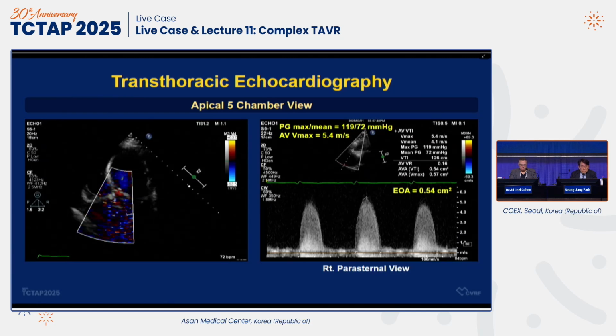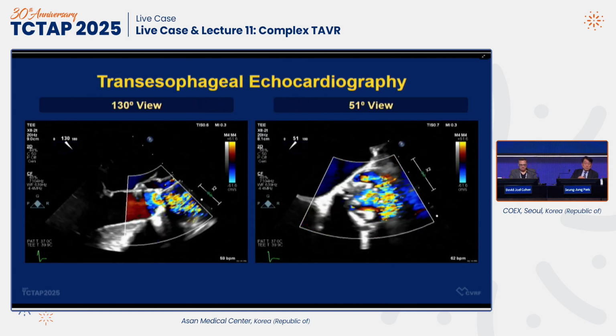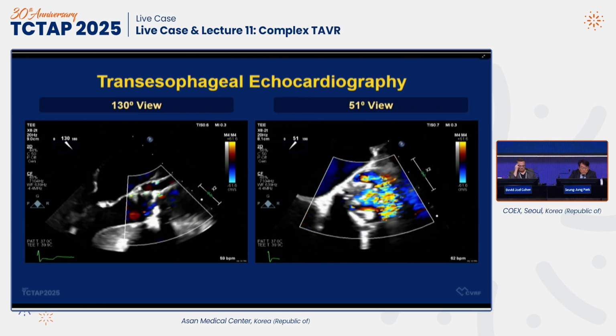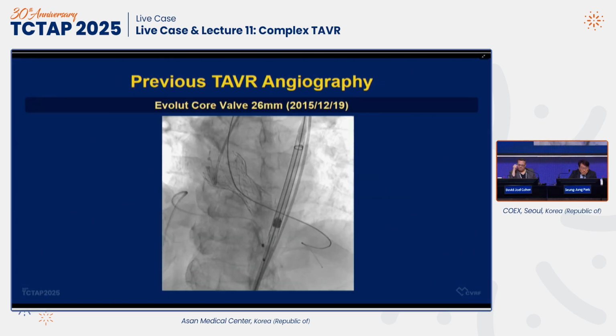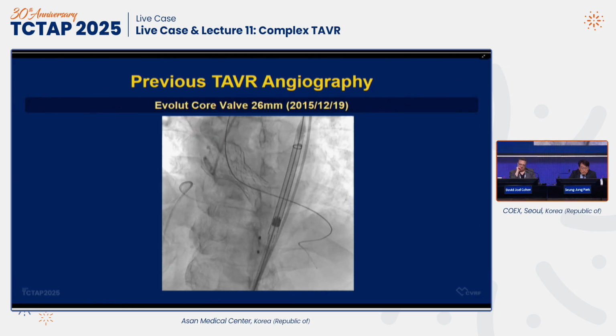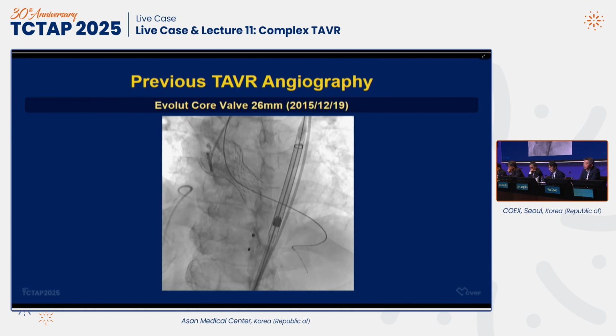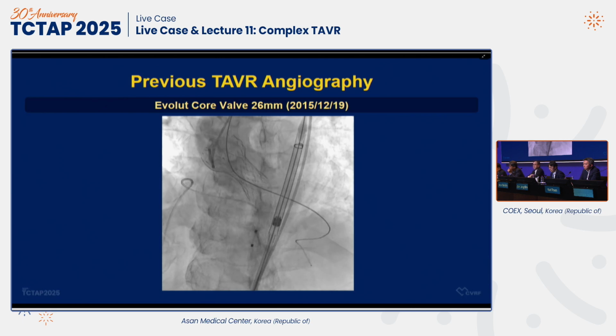Color Doppler shows there's a flow acceleration across the aortic valve, and peak gradient was 119 millimeters of mercury, and transaortic maximal velocity was 5.4 meters per second, and effective orifice area was 0.54 square centimeters. TEE confirmed the findings of prosthetic failure with severely limited motion of the aortic valve leaflet. And this is the image from the previous procedure, and you can see the patient had a dilated ascending aorta and very spacious sinus area. And the 26 millimeter Evolut valve seemed to be underexpanded.